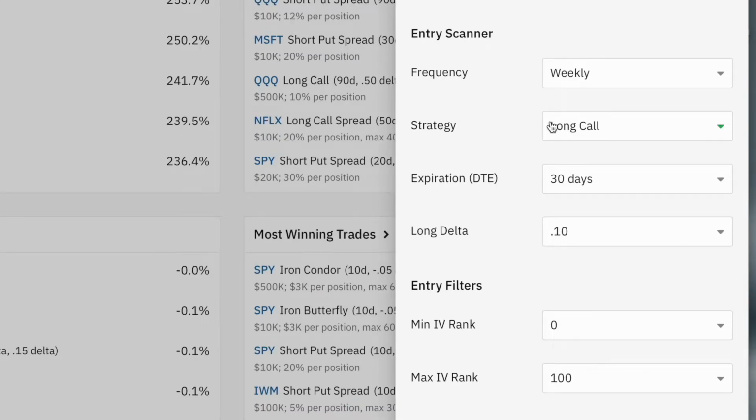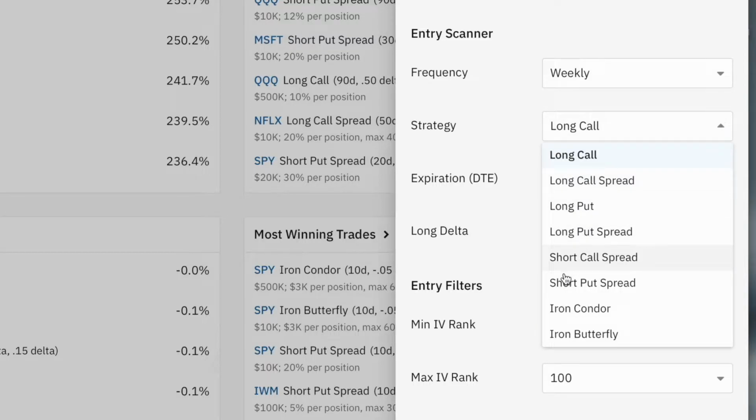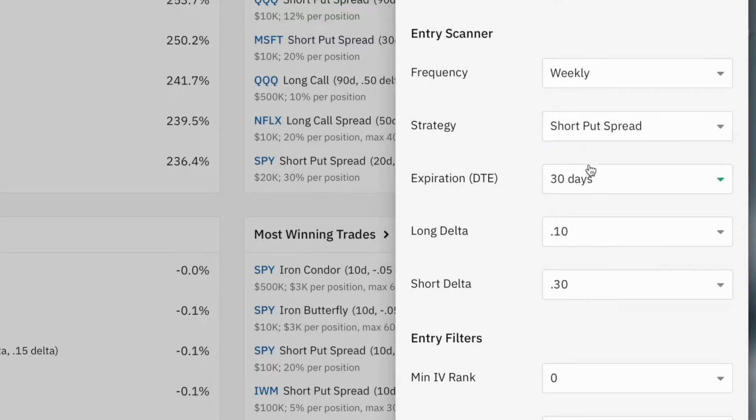And then for the strategy here, we're going to go with a short put spread. Unfortunately, Option Alpha does not yet support a simple naked put option, but as you're going to see here, we can very easily simulate a naked option with a credit spread as well.